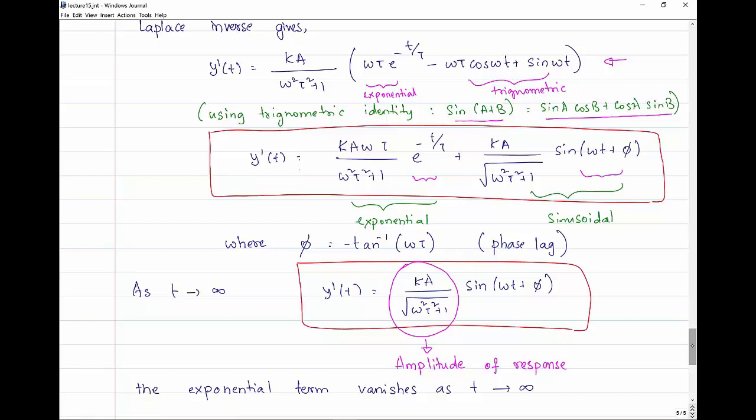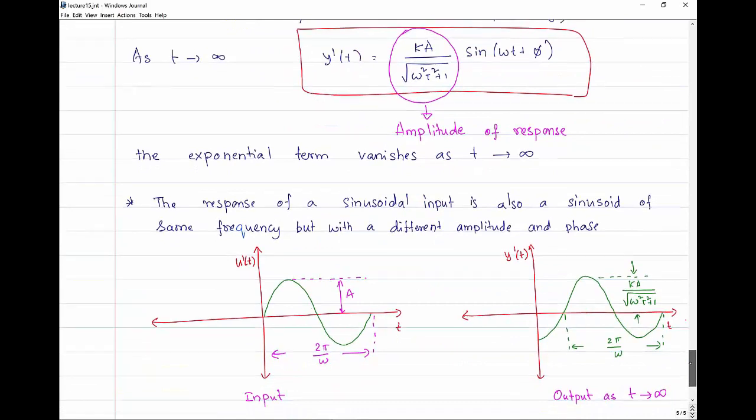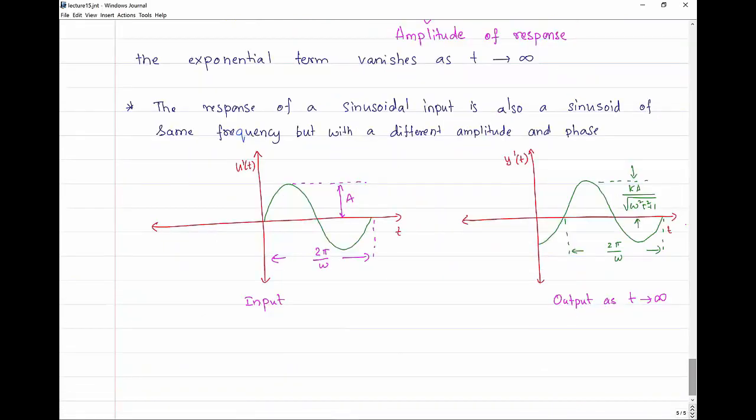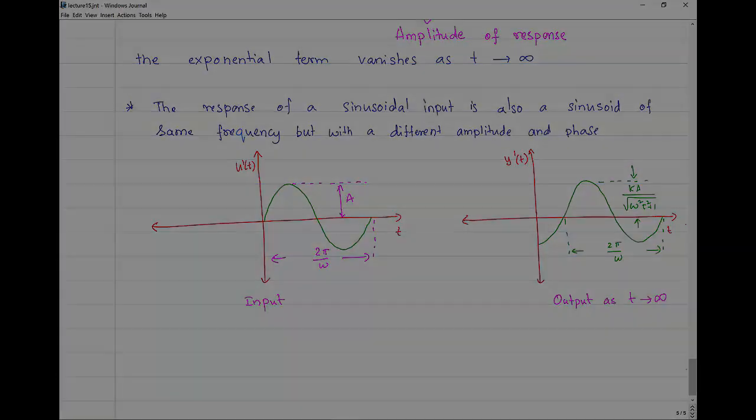And the amplitude of the response is not going to be A. A is the amplitude of the input, but the amplitude of the output is going to be K times A over square root of omega square tau square plus 1. The input and the output, however, will have the same frequency, and the exponential term vanishes as t goes to infinity. So in summary, the response to a sinusoidal input is also going to be a sinusoid of the same frequency, but with a different amplitude and a different phase.